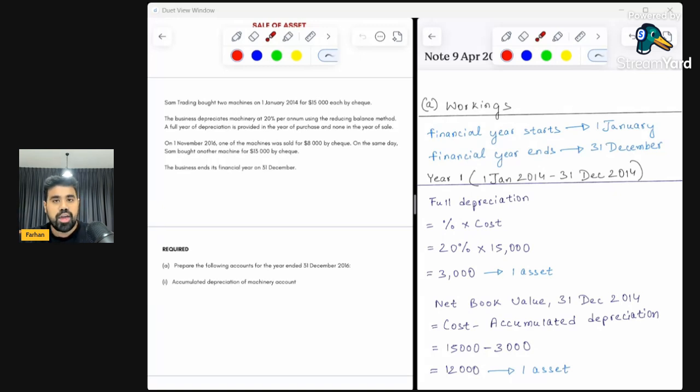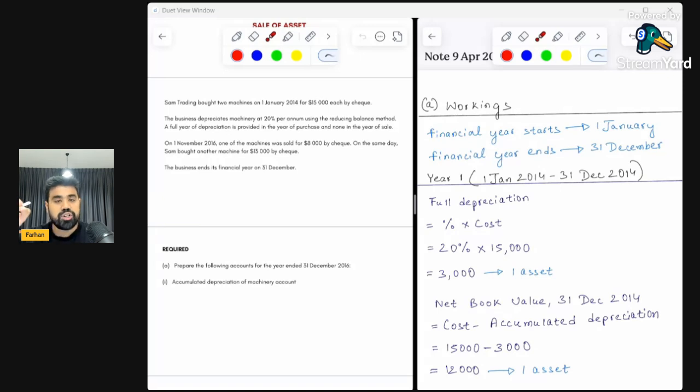What we've got here today is a practice question where you will be preparing the accumulated depreciation ledger account. You can check some videos that I've uploaded in the past with regards to this topic where we have done the same thing many times, and with practice you can only get better with this specific ledger account.